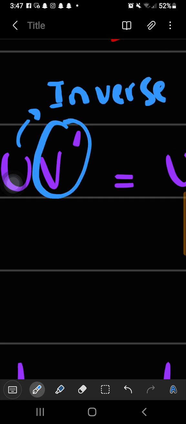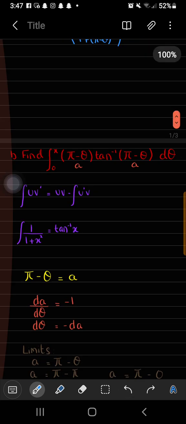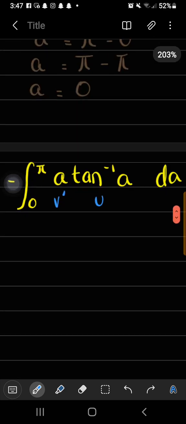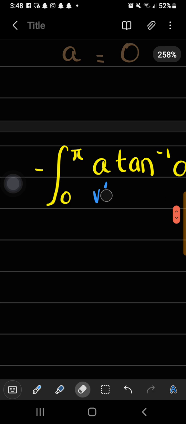And the second one will be v prime. So here is a, which is v prime. So let's go back with that.